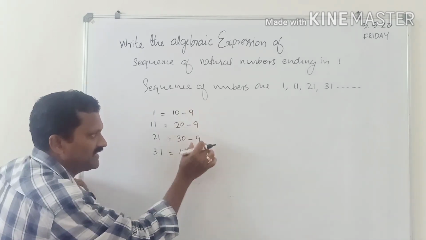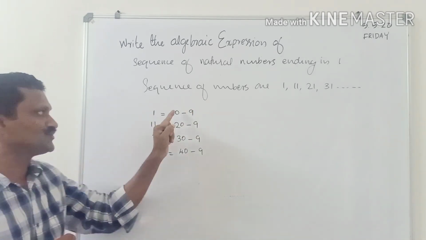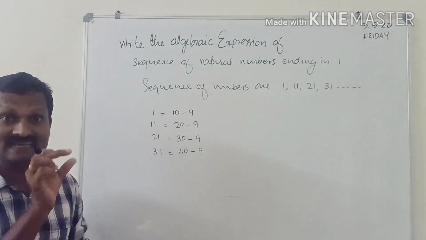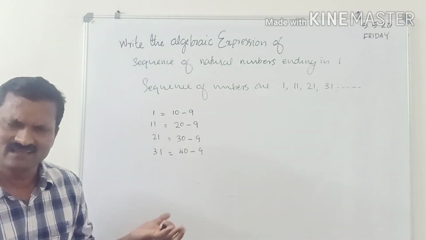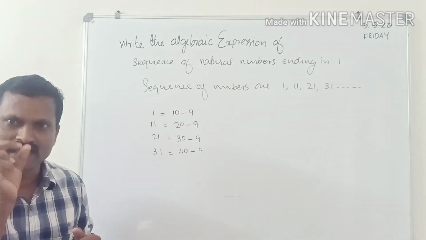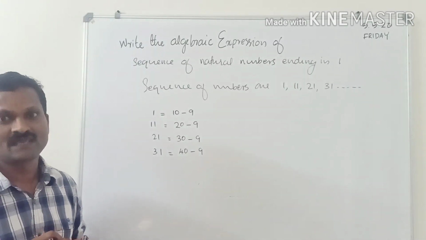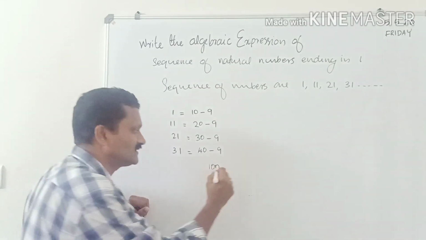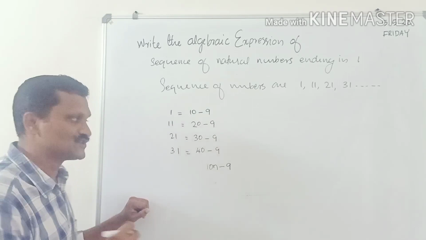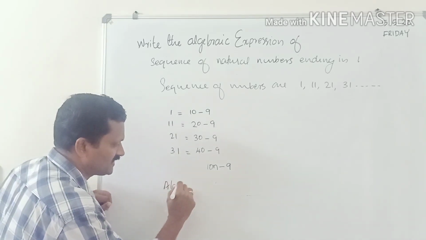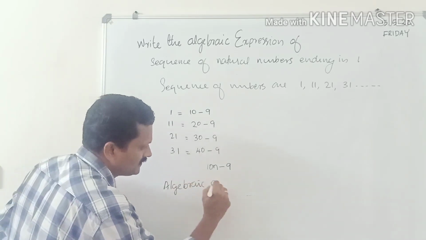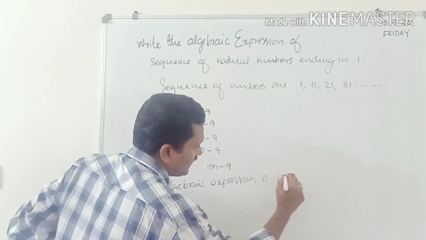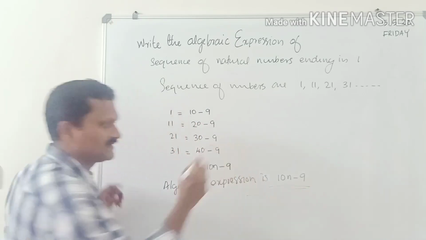Here minus 9 is fixed. Change on the first part, that is 10, 20, 30, 40, etc. It is clear that these are multiples of 10. Any multiple of 10 can be written as 10n with minus 9. So, the algebraic expression is 10n minus 9.